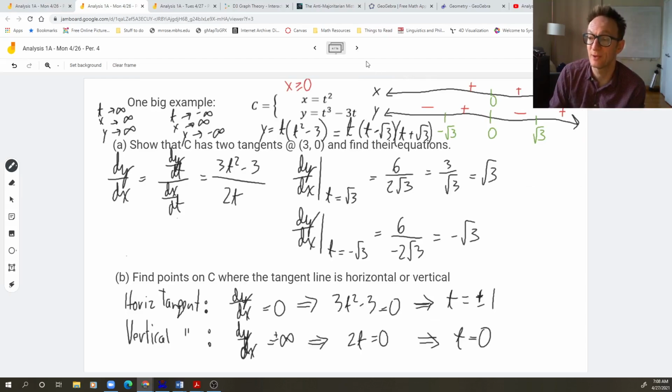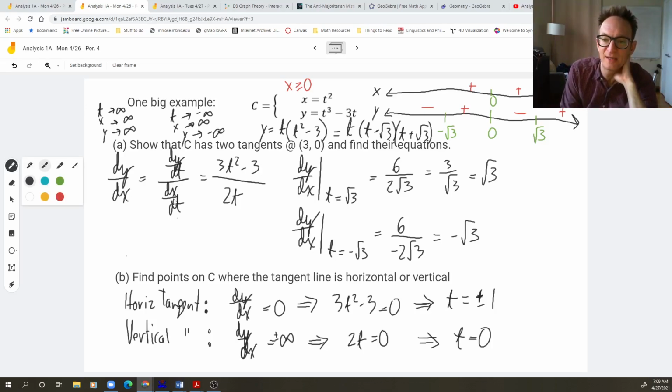Then we did this big example. I'm not going to go through the details again, but essentially we took a pair of parametric equations describing a curve C. We looked at the end behavior of that curve in both directions. This is pre-calc stuff. We then saw that the y function is just a cubic polynomial which can be factored, and we can therefore make a sign chart for x and y. Then we used our calculus knowledge and we computed dy dx by differentiating y with respect to t and differentiating x with respect to t, and then we got a formula.